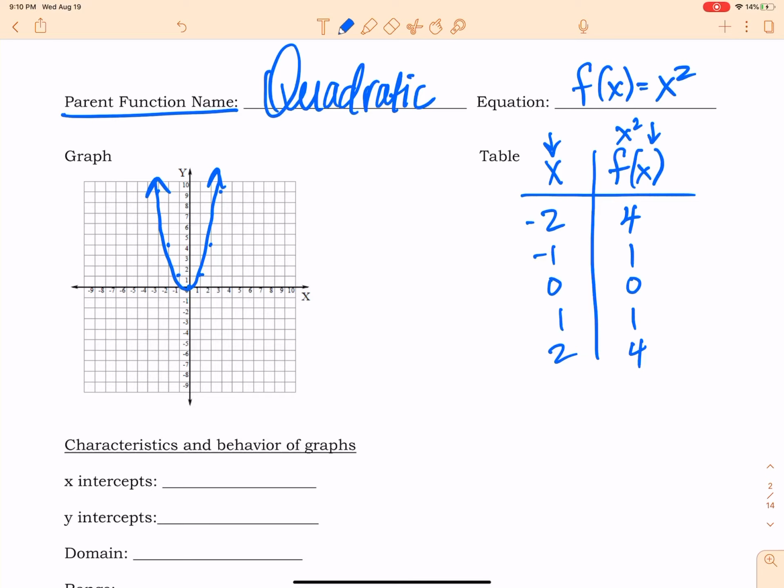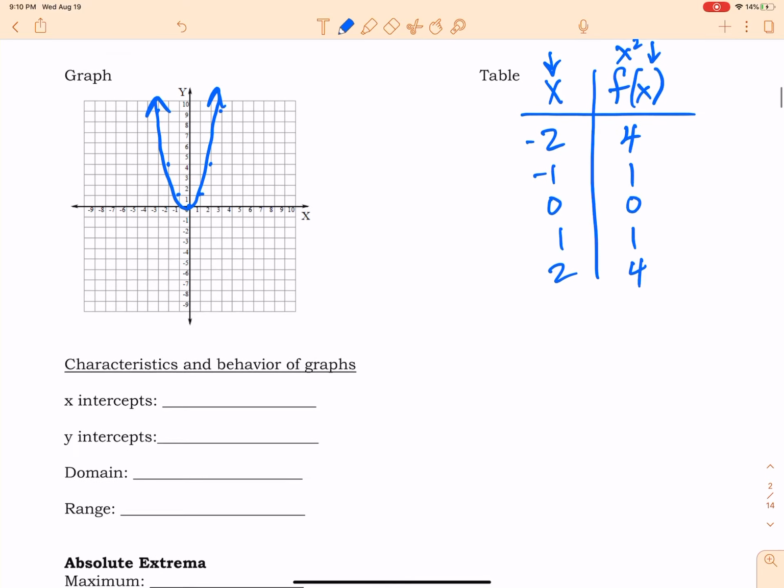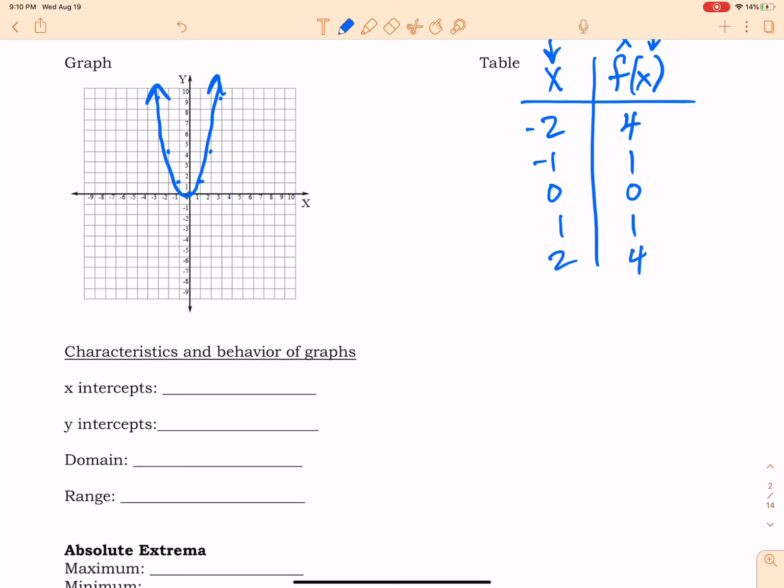All right, so what are the characteristics? Pretty much if you can graph one of these, you can figure all of this out. Our x-intercepts, well, that's going to be the origin for the x and the y-intercept, so that's pretty easy. Your domain, that is all of your x values. Notice it covers all the positive values for x's and all the negative values for x's. So our domain is going to be negative infinity to positive infinity.